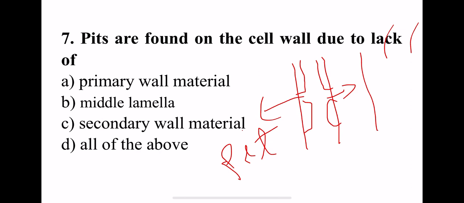So this pit is made up of three parts: pit chamber, pit aperture, pit membrane. Pit aperture forms the opening of the pit chamber. Pit membrane is composed of primary cell wall and middle lamella. So pits are found on this primary cell wall, middle lamella. Option A, option B, both are correct. And pit chamber is the hollow part which does not have a secondary layer of cell wall. So it does not have secondary layer of wall. Answer is secondary wall material.